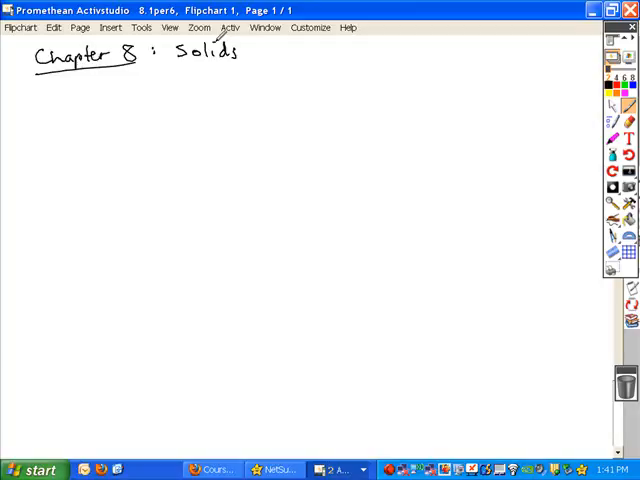Have we talked about solids yet already this year? Yeah, you can actually find this in section 1.5. We reviewed some solids in that section. And here's the solids that we talked about.